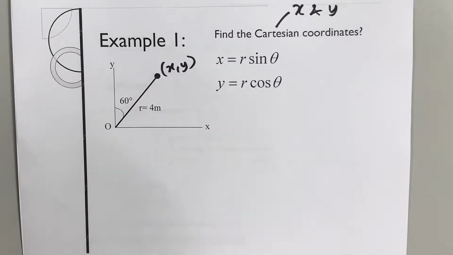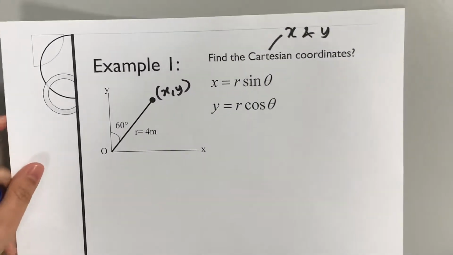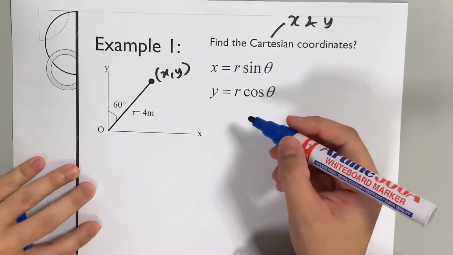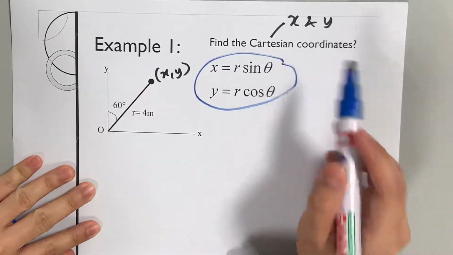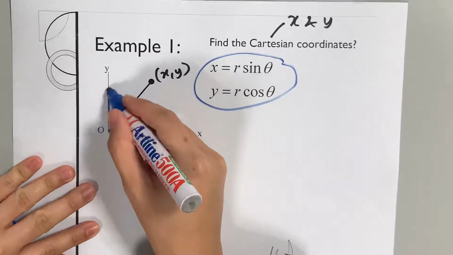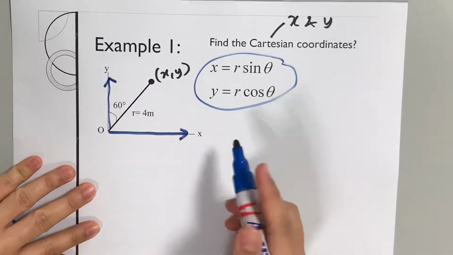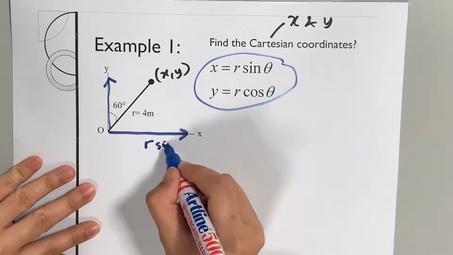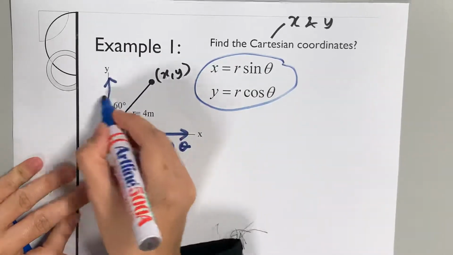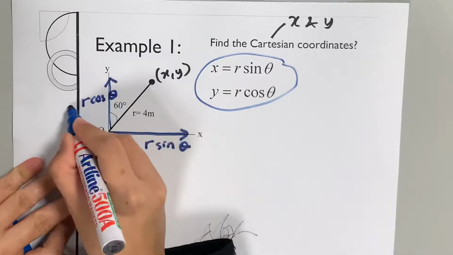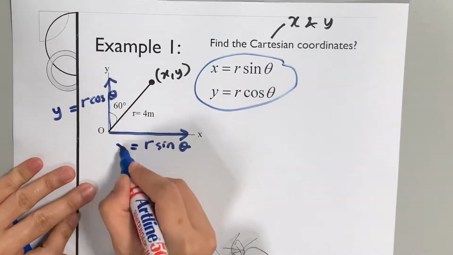How do you find x and y? Actually, this one is not given. You should know how to find the x-axis and how to find the y-axis. Remember what we have learned: if there's no angle here, we use sine. So r sine theta here. For the y-axis, here you have theta, so you use r cos theta to find y.